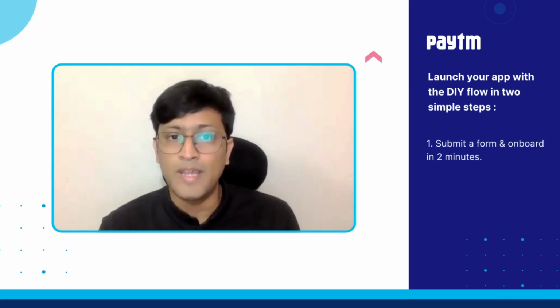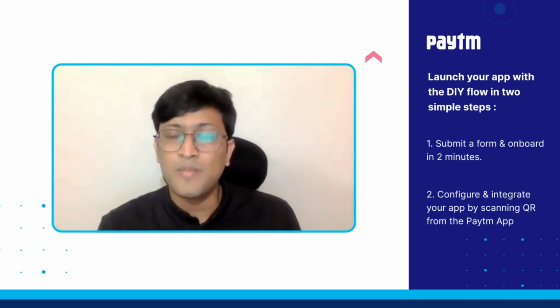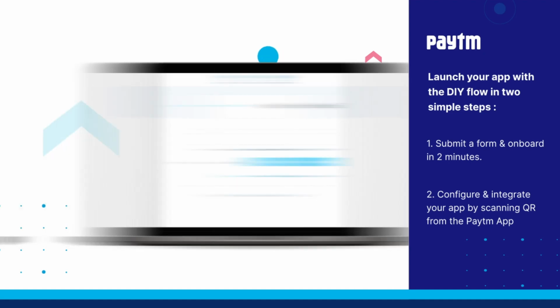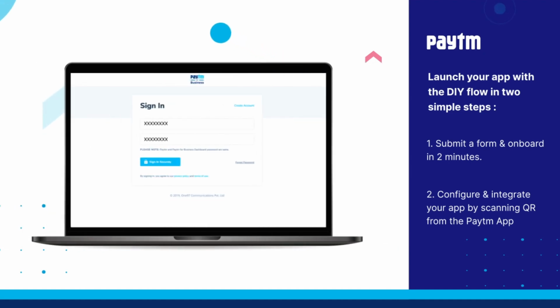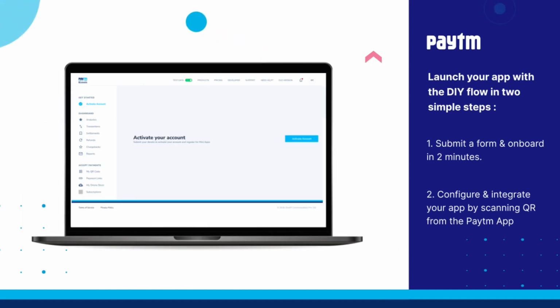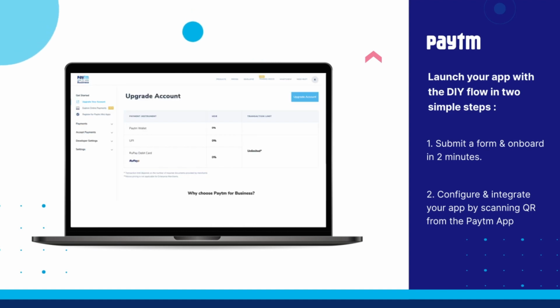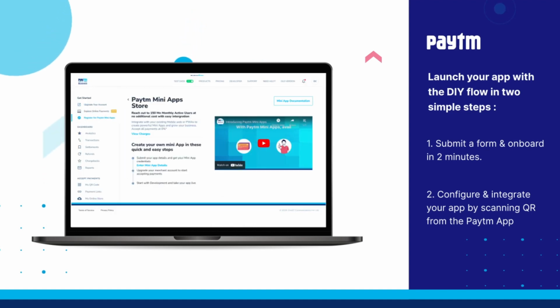Coming on board as a part of mini apps using the DIY flow is really simple. There are just two simple steps which a merchant needs to follow. The first step being onboard themselves using the Paytm for Business dashboard. This dashboard is essentially the same dashboard which merchants currently use for all their payments and reconciliation needs. So as soon as the merchants open the dashboard, they'll find a link to register for mini apps.